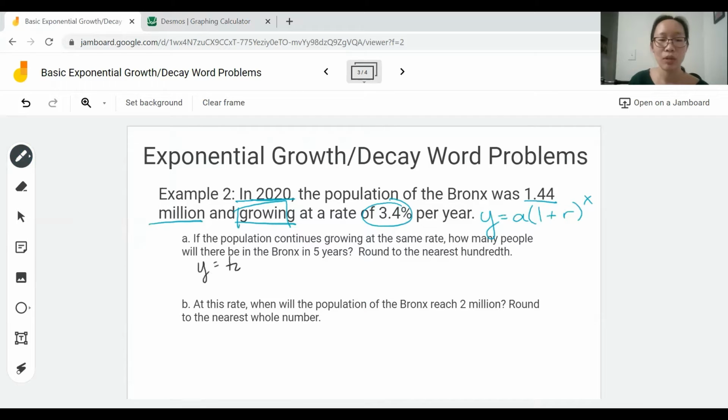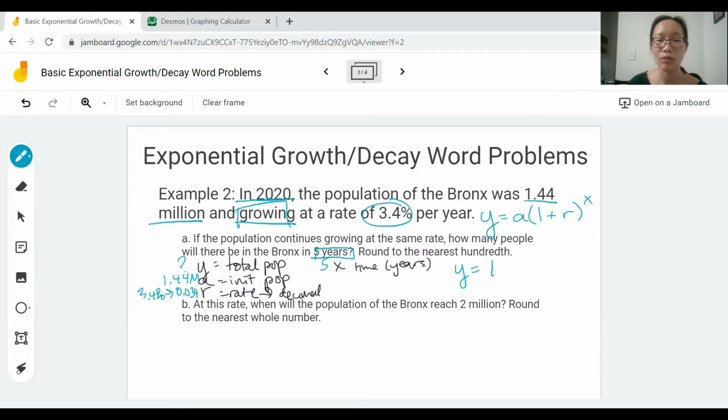So y is going to be my total population. My a is my initial population. My r is the rate, which I convert to a decimal. And then the x is time, which again is in years. I don't know what my total population is, so I'm going to leave that blank, but I do know my initial population is 1.44 million, and the rate is 3.4%, which when I divide by 100 is 0.034. My time, x, is 5 years, so then I can plug in everything I know.